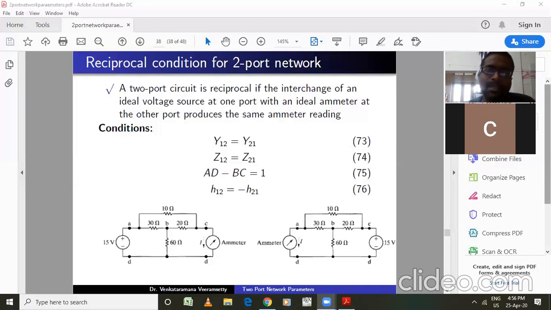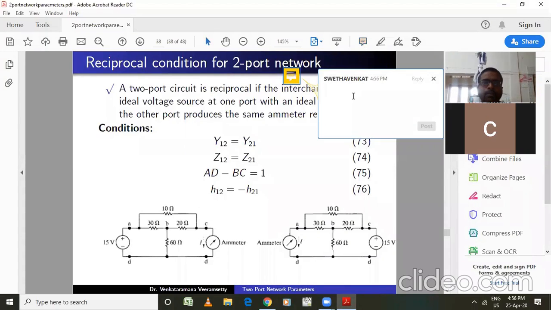Okay, so now we will discuss the reciprocal condition. How we can decide whether the given two-port network is a reciprocal network or not. Based on the information we gained in the reciprocity theorem, the same concept we can apply here also. Let's assume a two-port network having the terminals AB and CD. At the first port I am giving the voltage. At the second port I am taking the ammeter. I want to measure the current flowing in the second port.